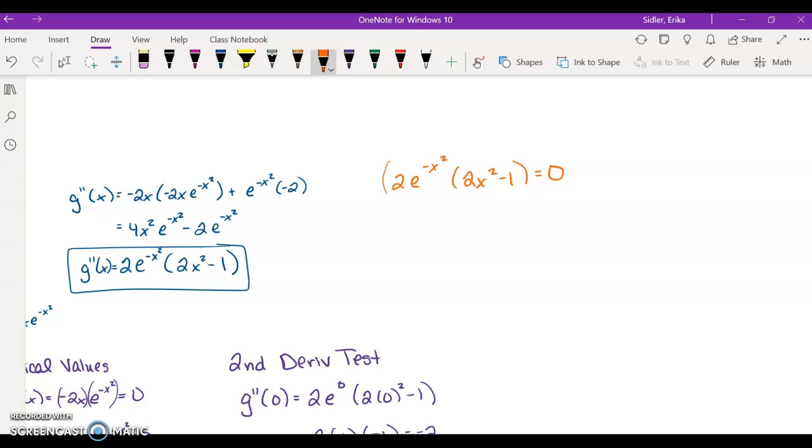Well, that basically is just two different factors. What makes this factor equal to 0? Nothing. Just like we said before, there's nothing that you can raise e to a power and get 0. And so this is the one that's going to give us any potential inflection points right here. X squared is a half. So we're looking at positive or negative 1 over radical 2.